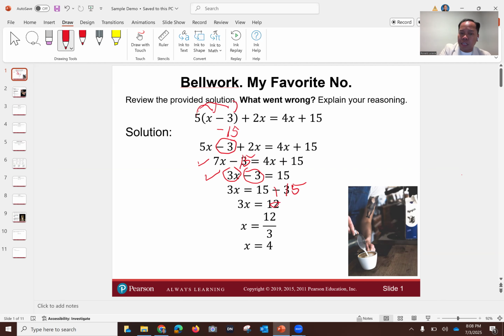15 plus 15 should be 30. And then dividing both sides by 3. So 30 divided by 3, our x should be equal to positive 10. Thank you so much, Maria Lian.